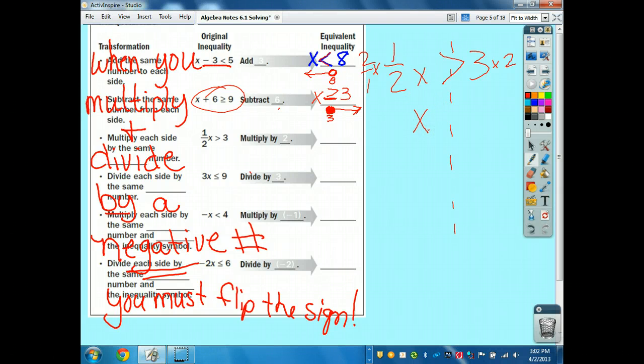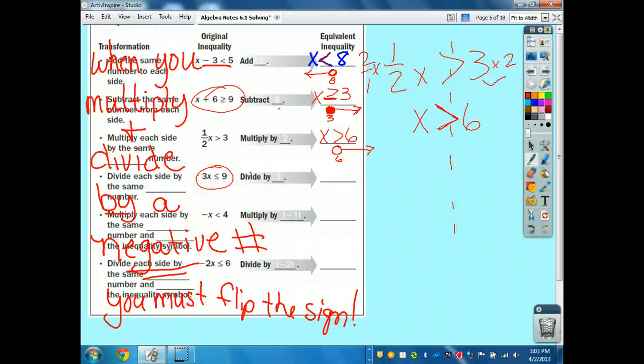Do I flip it? No. So x is greater than, what's 3 times 2? 6. Write that on your line then. x is greater than 6. Open or closed circle? Open. Open, arrow to the right, and then put the little 6 under your circle.